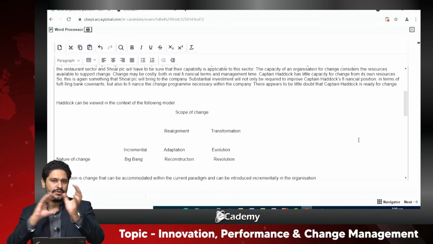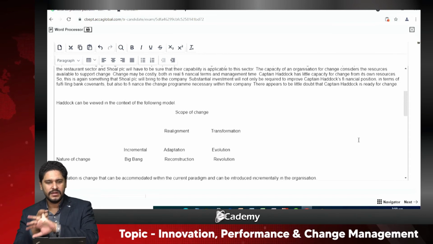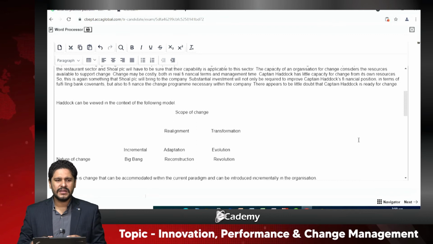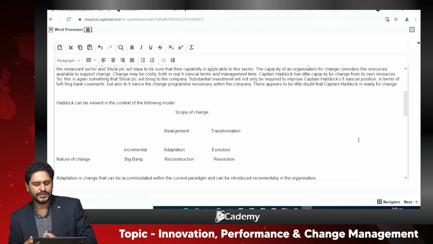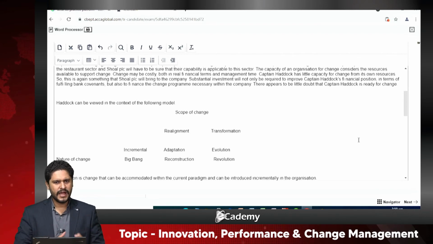Now, there can be four different types of change. It may be a realignment, it may be a transformational change, it may be an incremental, or it may be a big bang change. Realignment is a small change, incremental is a gradual change, transformational is a huge change, and big bang is a particular sector being changed.